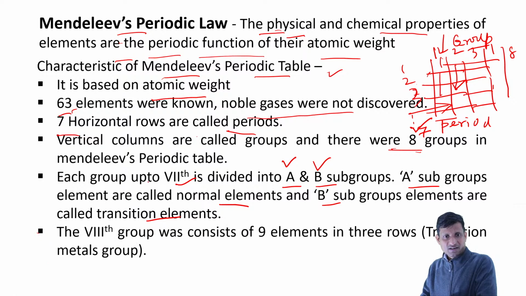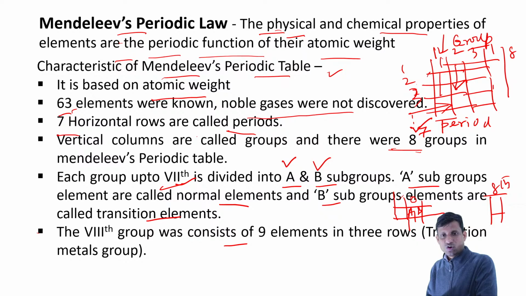Apart from that, up to the 7th group, he divided each into 2 subgroups. If we think about this, this is one group, and again he made subgroups, this is A and this is B. But for the 8th group, he did not put any subgroup.